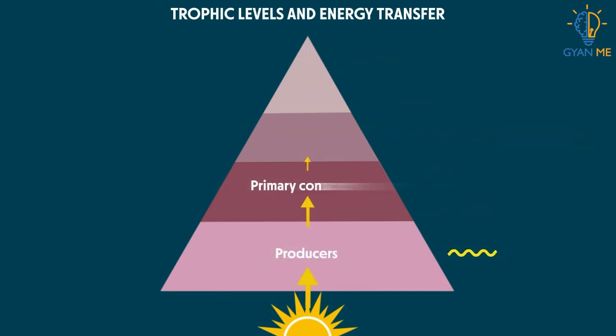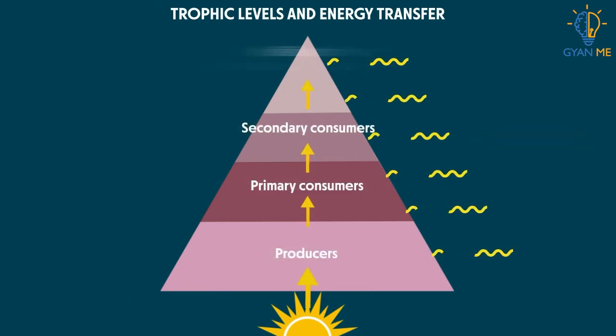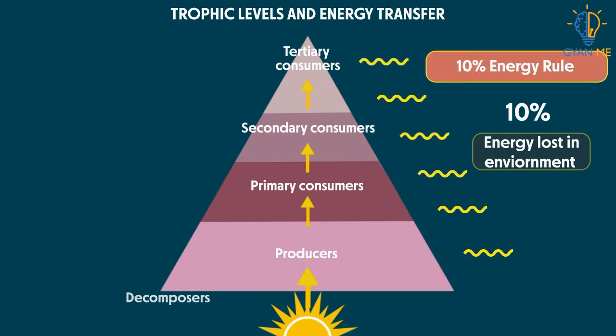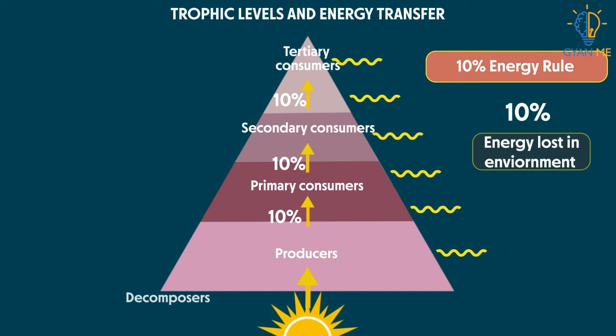As we said, the energy transferred from one trophic level to the other is around 10% and hence it is called the 10% energy rule or 10% energy law. According to this law, only 10% of energy is transferred from one trophic level to the other. The rest is either utilized by the organism for their survival or lost in the atmosphere. So let us understand this in a little detail.